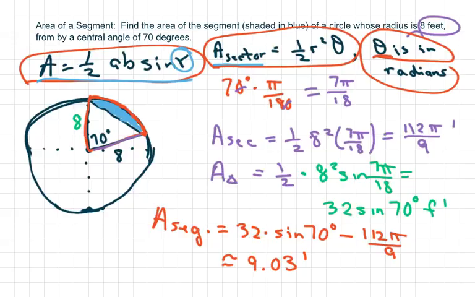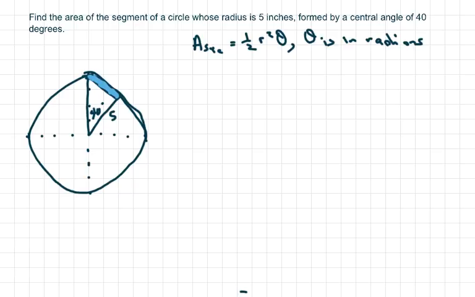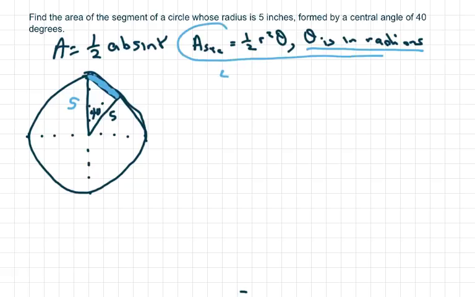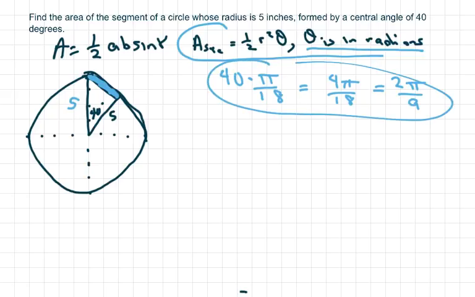Let's do one more real quick. All right, so we have another one. So we want to find the area of the sector, and then the area of the triangle is something like 1/2 ab sine of gamma. And we just know our a and b on this one are both going to be 5. So first, since for the area of the segment we have to convert our 40 degrees to radians, that's going to be 4 pi over 18, which is 2 pi over 9. So once we have that, the rest is pretty easy.